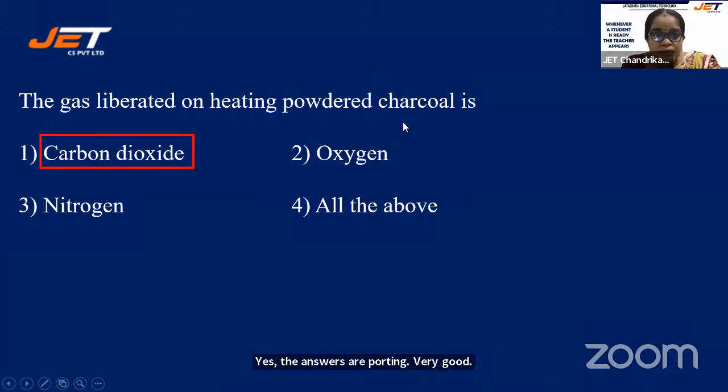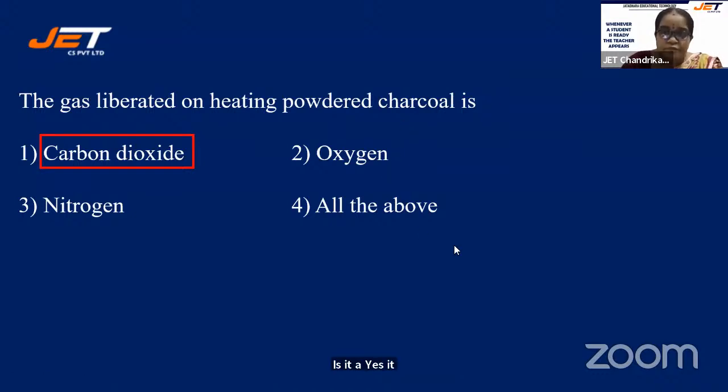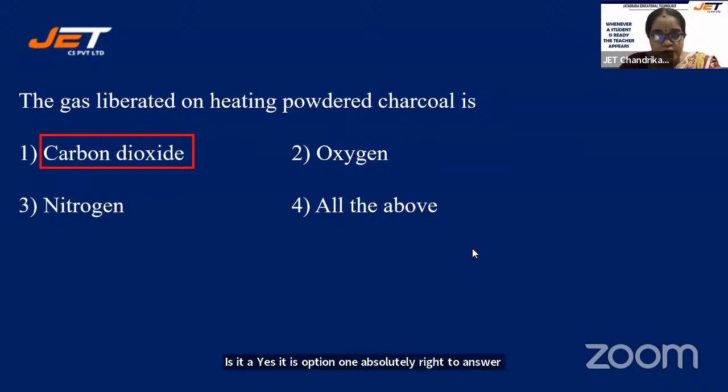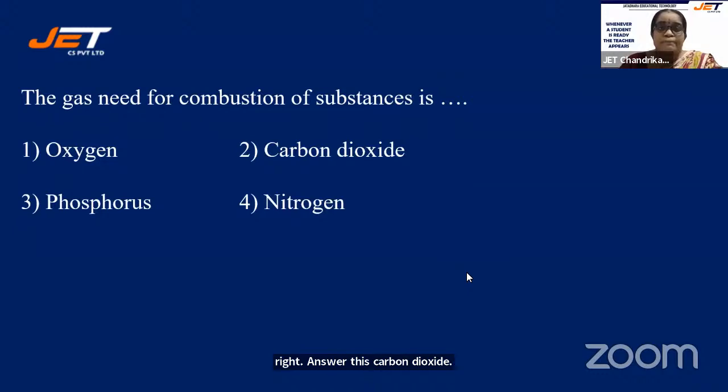Yes, let us see. Yes, it is option one. Absolutely right answer. It is carbon dioxide. Riya Nayak, Srinidhi, Salma, it is not three. Bhavana, Chandu, Kumari, yes, Kaja, Navya, Shri. Very good. A Shruti, Navneet. Let us move to the next question. The gas needed for combustion of substances is.